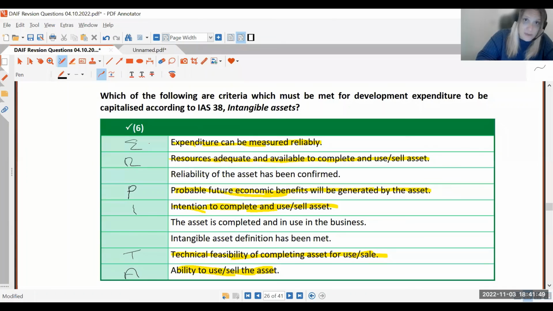So we need to be able to complete the asset, complete the production of it. We need to be able to use it or sell it. And by that definition, we need the technical feasibility, we need the resources, we need the intention. And the expenditure can be measured reliably, because to capitalise it, we need to be able to measure the expenditure. PIRATE is a really helpful anagram to use for this task. So I highly recommend that you do learn it.